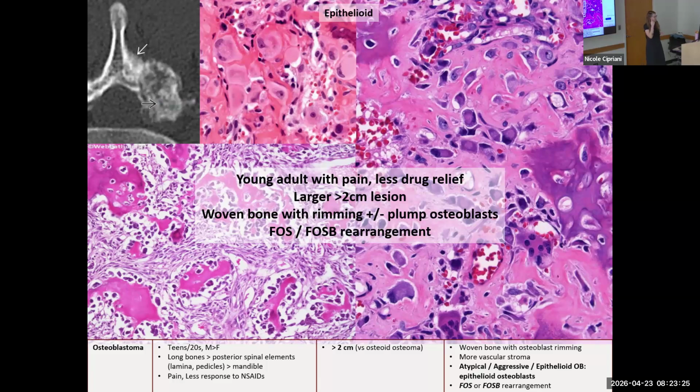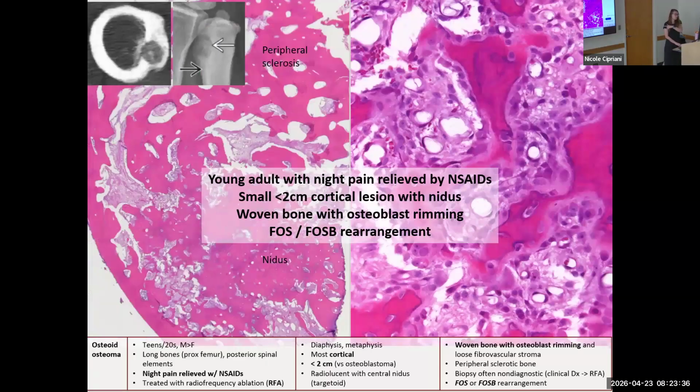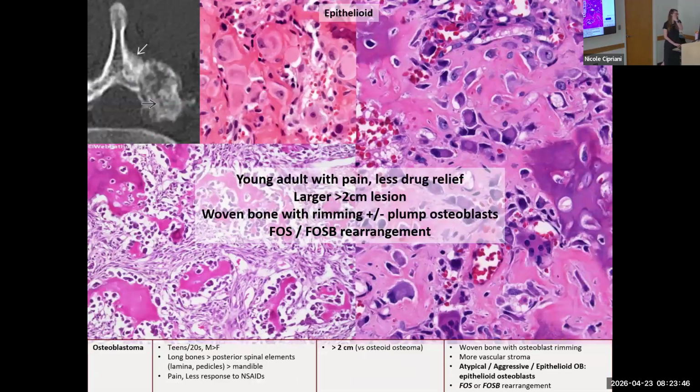So it's a little bit of a different clinical scenario. It generally tends to be larger, and the osteoblasts in osteoblastoma can be quite plump compared to those in osteoid osteoma. In osteoid osteoma, usually they radiofrequency ablate these, so you won't see anything. In osteoblastoma, they don't usually radiofrequency ablate these. They biopsy them to make sure they have the right diagnosis. So you will see these plump osteoblasts. If you want, you could do FOS-FOSB IHC.